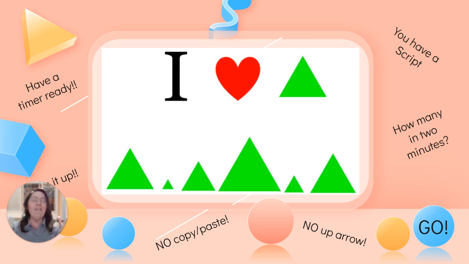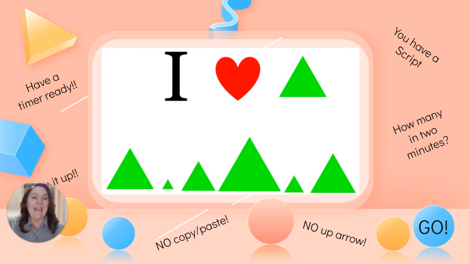You want to get ready and tell them, oh my gosh, I just love green triangles. They are my favorite shape. Oh, I love everything about green triangles. The color, the shape, the way they look, all different sizes. Anything about green triangles I love. You're going to want to have a timer ready. You want to have your script ready in your mind.